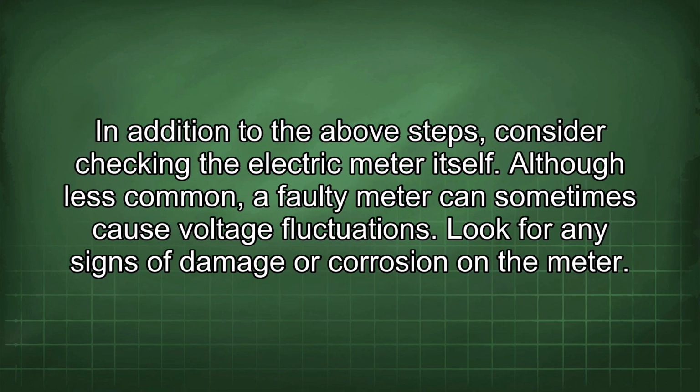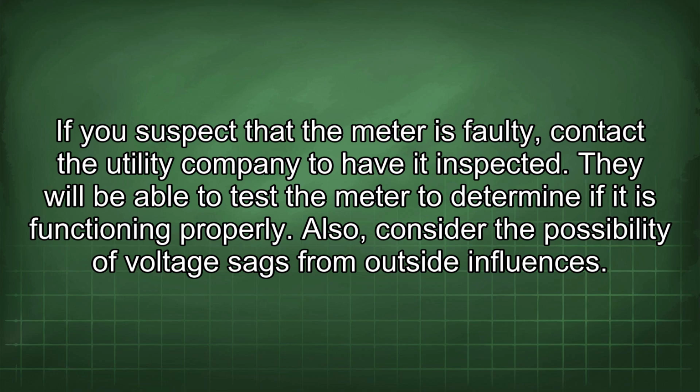In addition to the above steps, consider checking the electric meter itself. Although less common, a faulty meter can sometimes cause voltage fluctuations. Look for any signs of damage or corrosion on the meter. If you suspect that the meter is faulty, contact the utility company to have it inspected. They will be able to test the meter to determine if it is functioning properly.